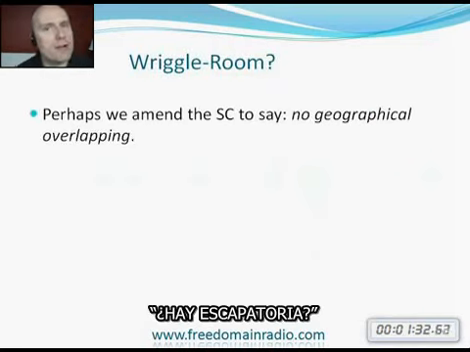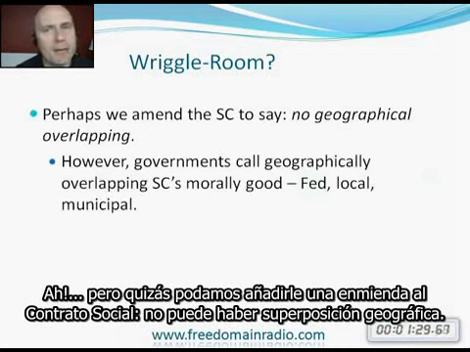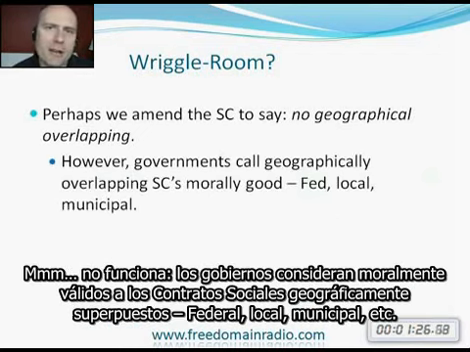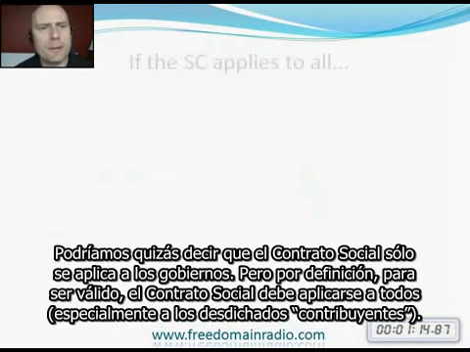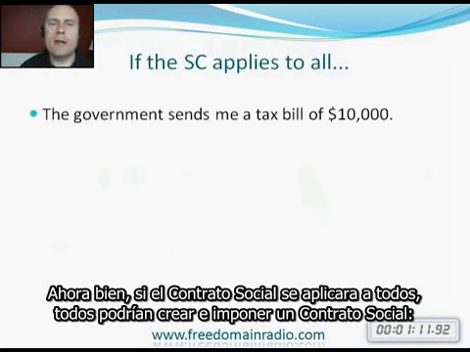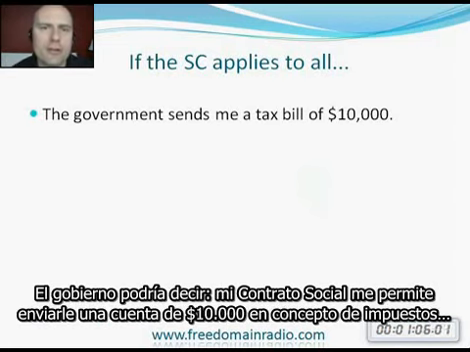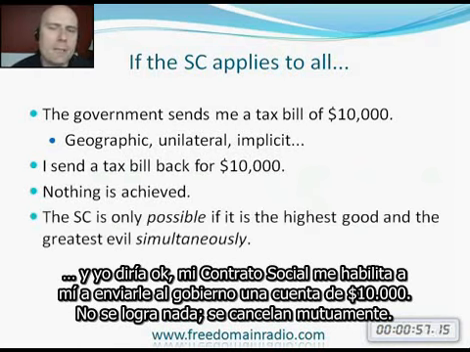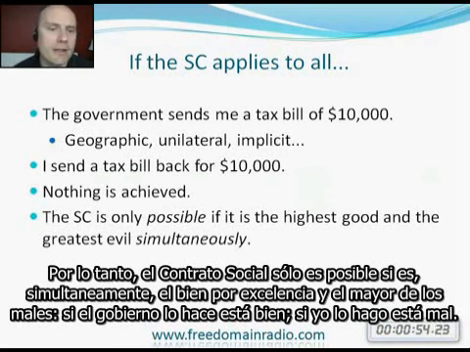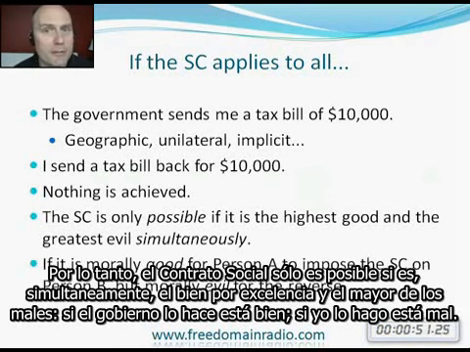But perhaps we can amend the social contract to say, well, no geographical overlapping. It doesn't work. The governments call geographically overlapping social contracts morally good: federal, local, municipal, and so on. Perhaps we say social contracts only apply to governments, but by definition the social contract, to be valid, must apply to everyone, especially the poor sap taxpayers. Now, if the social contract were to apply to everyone, everyone could create and enforce a social contract. Well, the government would say, my social contract allows me to send you a bill for 10 grand for taxes, and I say, okay, I'm going to send you back through my social contract a bill for 10 grand. Nothing is achieved. It all cancels out. Therefore, the social contract is only possible if it is the highest good and the greatest evil simultaneously. Good for government, evil for me.